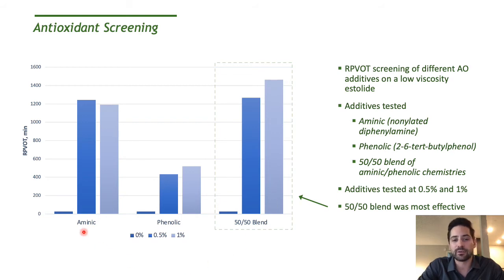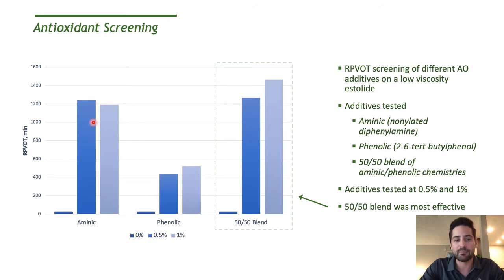The aminic additive that we looked at was nonylated diphenylamine, a liquid aminic antioxidant that's very commonly used. The phenolic additive we used was 2,6-di-tert-butylphenol. The 50-50 blend was just a blend of these two components. In each of these three sets, the first column that's very low represents what the low viscosity estolide looks like without any additives at all. The second column is with 0.5% additive, and the third column is with 1% additive.